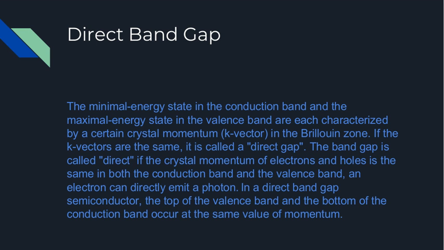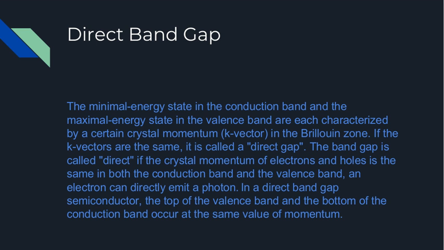In direct band gap, if the k vectors for the minimal energy state in the conduction band and the maximal energy state in the valence band are the same, then it is known as a direct band gap. For a direct band gap, the crystal momentum of electrons and holes is the same in both the conduction band and the valence band, so an electron can directly emit a photon.